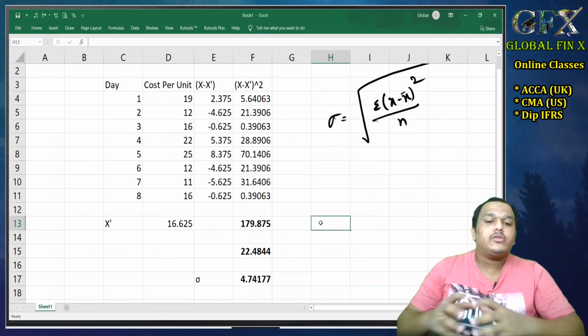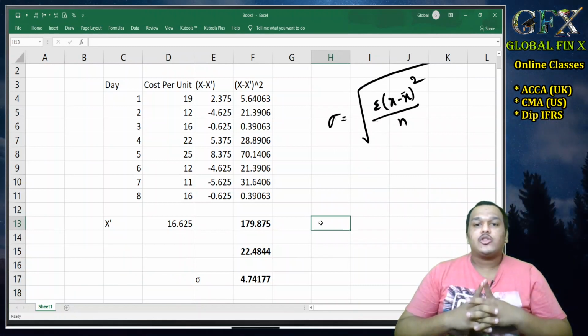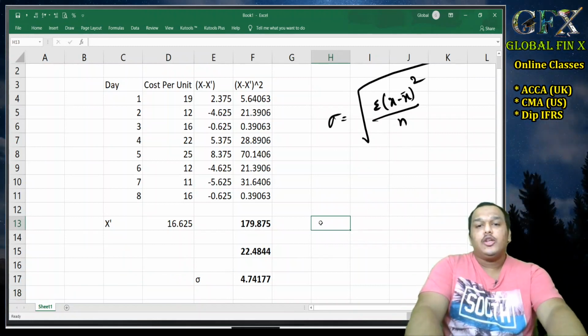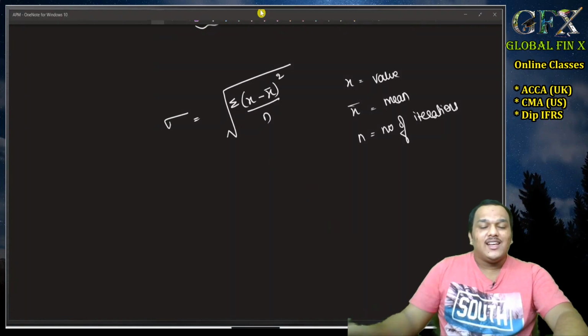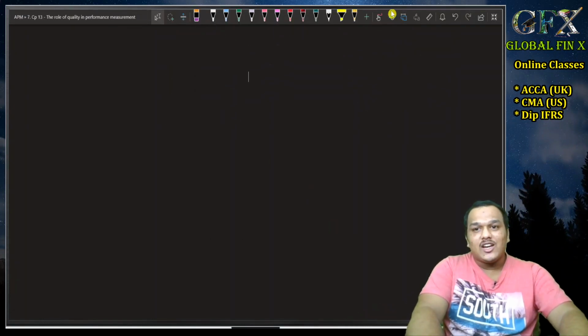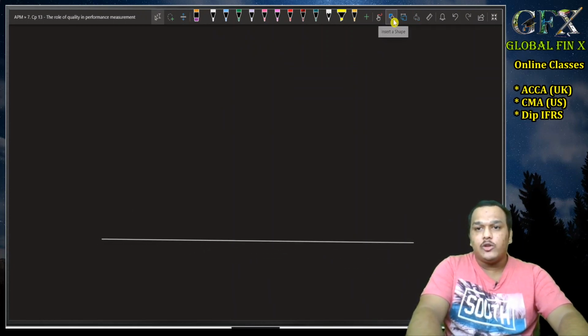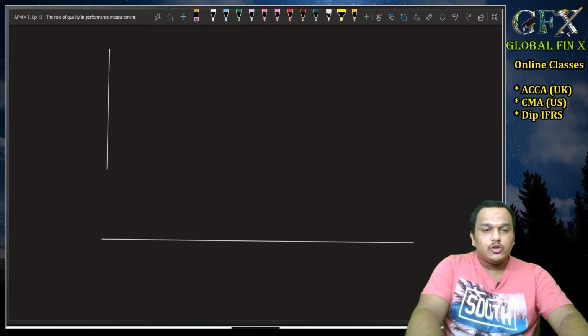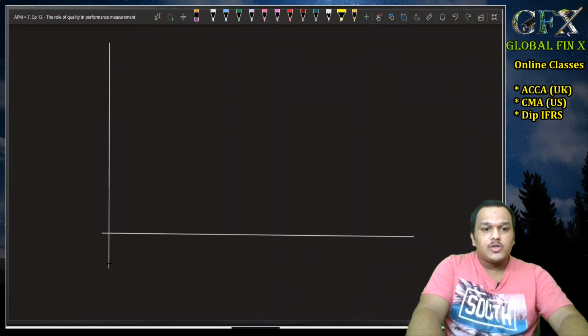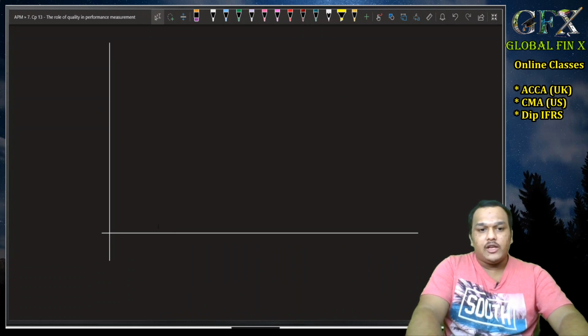So what does this sigma actually mean? To understand that, you need to take a graph. Unfortunately, these are not covered in your syllabus, so just for your understanding purpose only, I am covering all this. If you want to skip, you can skip, absolutely no problem. This has nothing to do with your APM. I'm just trying to give you a glimpse of how Six Sigma actually works. You don't need to know all this, to be very honest.